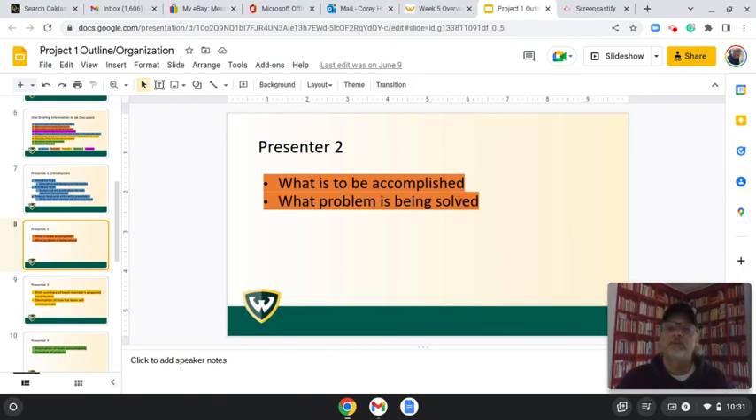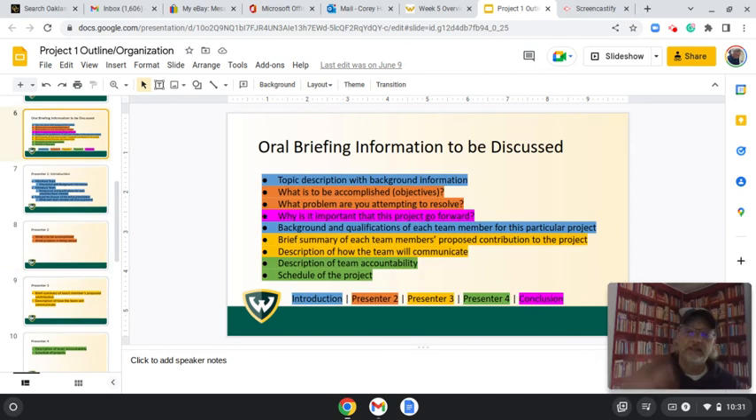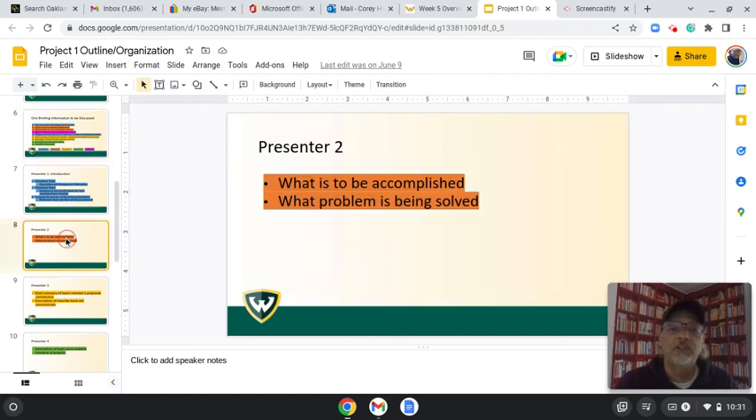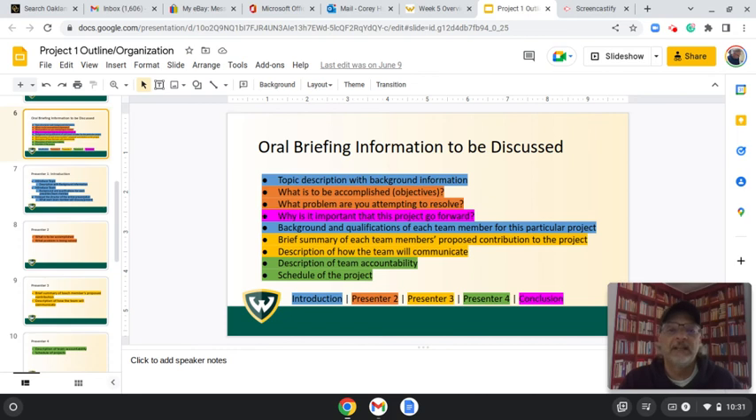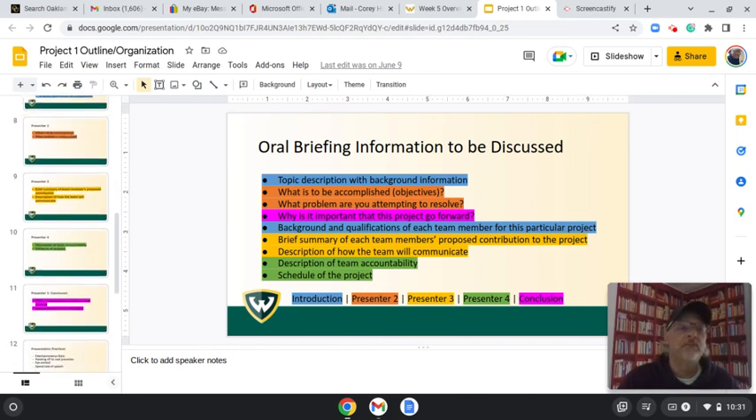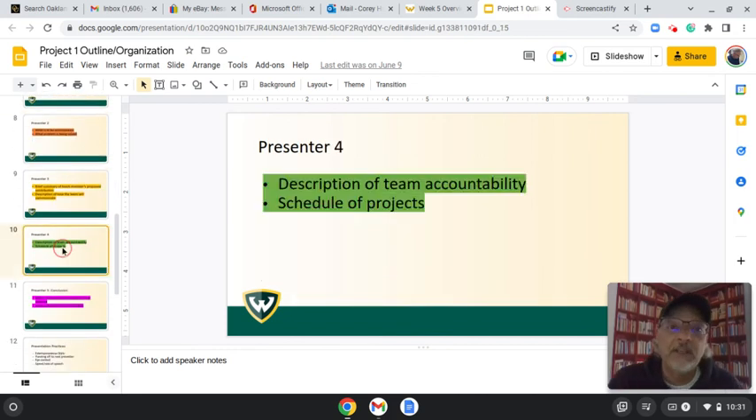So presenter two: what is to be accomplished? What problem is being solved? If we look back at the main at-a-glance, or this super huge overview, we can see that presenter two, also highlighted in this orange-ish color, did those two things. And then we'll see the same thing with presenter three. If we go back up and look at our main thing, we'll see that the two things highlighted in yellow correspond to presenter three. And I think you guys get the idea.